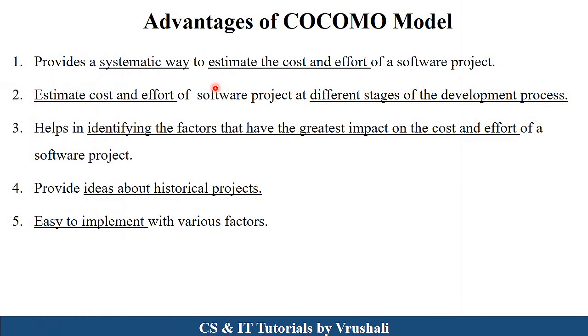Now the next topic is advantages of the COCOMO model. Basically the COCOMO model provides a very systematic way to calculate the cost and effort required in a particular project. It estimates cost and effort at different stages of the software development process. It also identifies different factors which impact the cost and effort of a particular project. It also provides ideas about historical projects. As per past experience, you can calculate the cost of a particular project, and it is very easy to implement. Formulas and constant parameters are directly given. So these are the advantages of the COCOMO model.